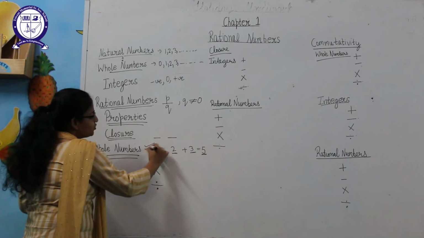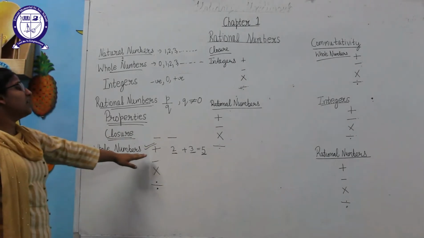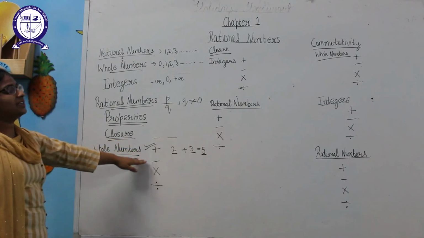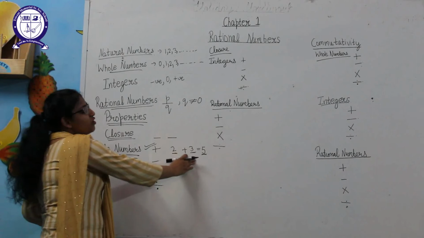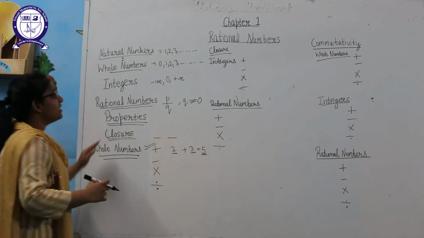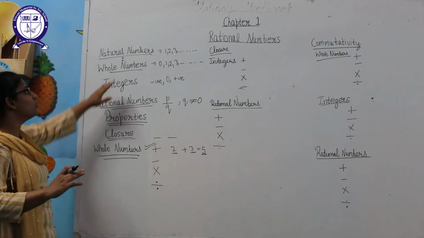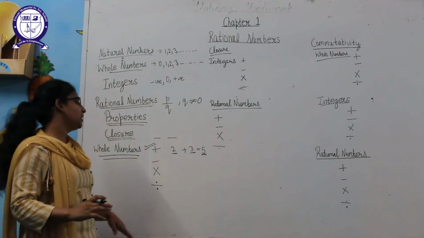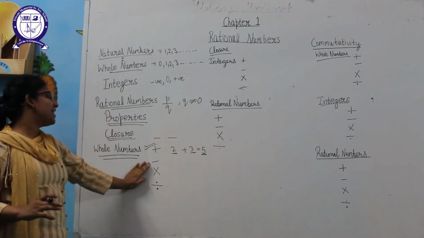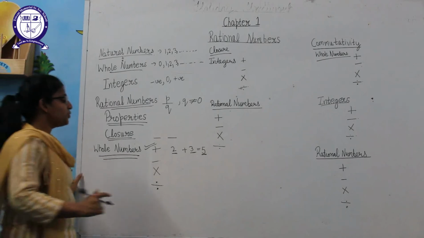Means it is true that in the case of whole numbers, closure under addition is possible. We can take any whole number, but we can't take negative values because whole numbers do not include negative values. It includes only 0 and all the positive numbers. Then we will talk about subtraction.